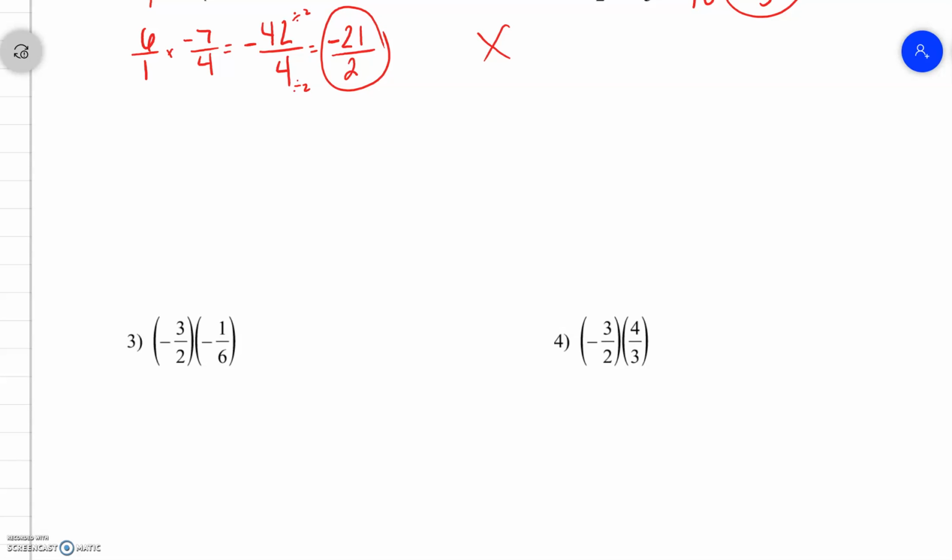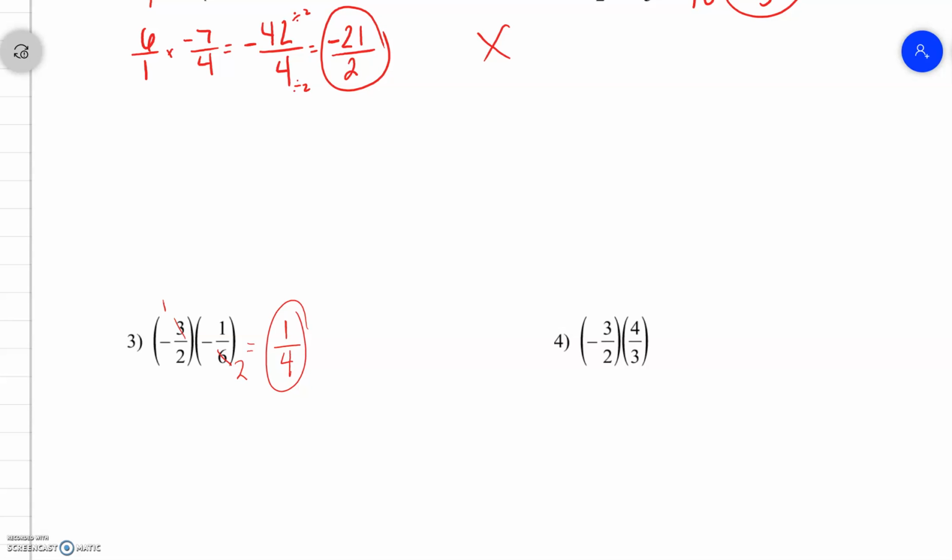I have a 3 in the numerator and a 6 in the denominator. Well, 3 goes into 6 evenly. So if I say 3 goes into 3 once, 3 goes into 6 twice. And so now I have 1 times 1 on the top, and 2 times 2 on the bottom, which would be 4. And I have a negative times a negative, so my answer is positive, and I don't have to simplify.